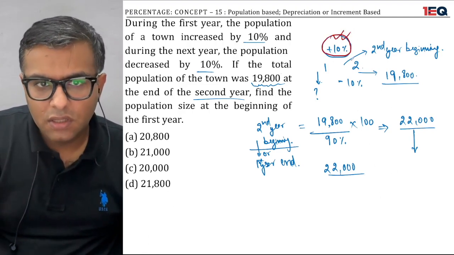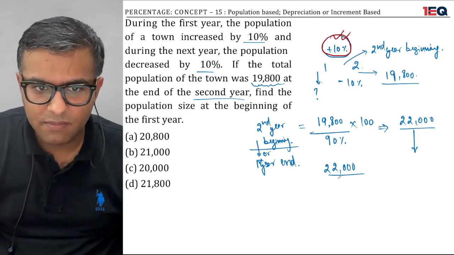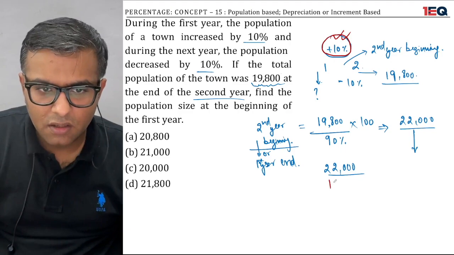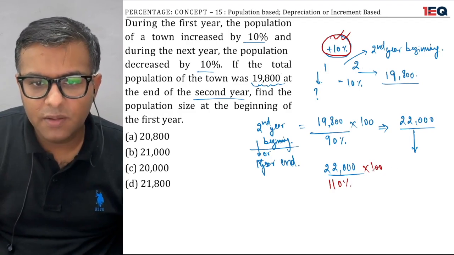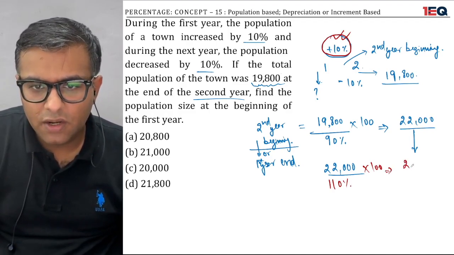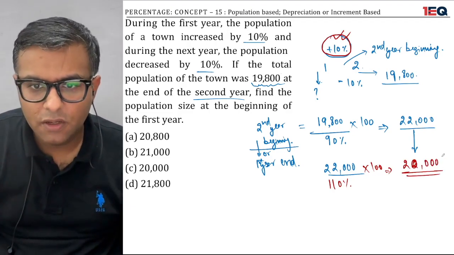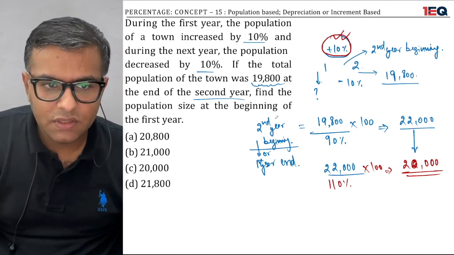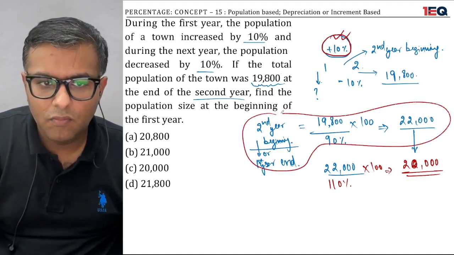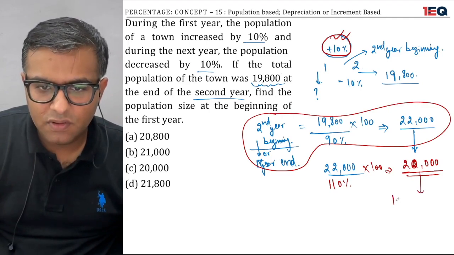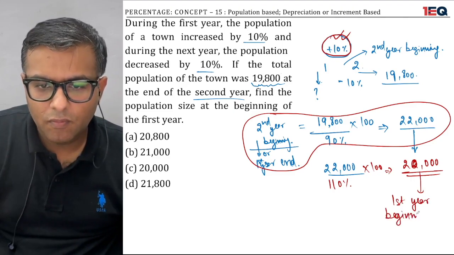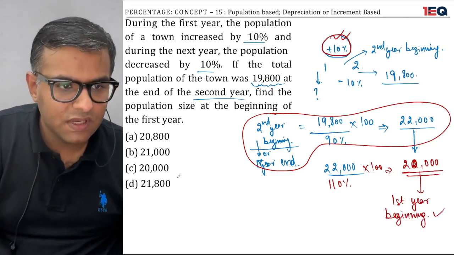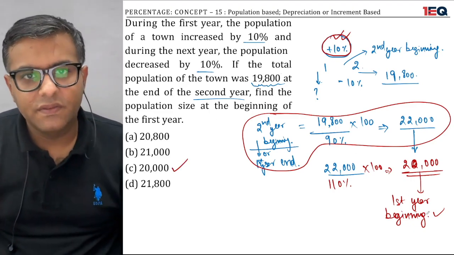This component of plus 10% needs to be seen of where it is coming from. It is hidden inside 22,000. So this component of 110% has to be released. After taking it out, the answer comes out to be 20,000. This was the population at the first year end, and this is the population of first year beginning, and this was the same thing which was asked for. Find the population at the beginning of the first year.